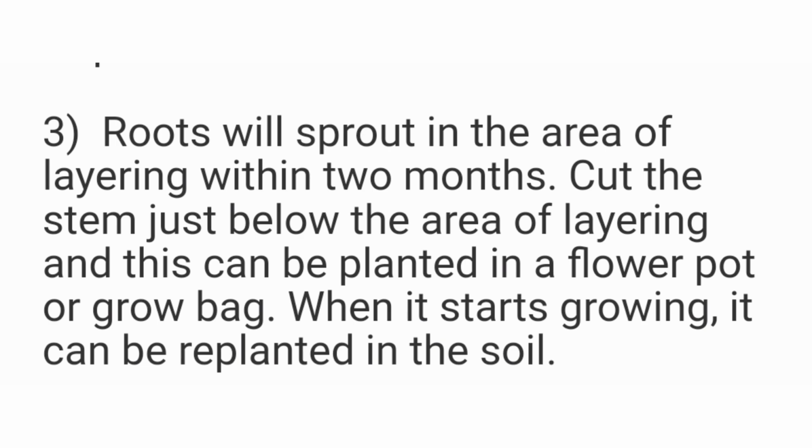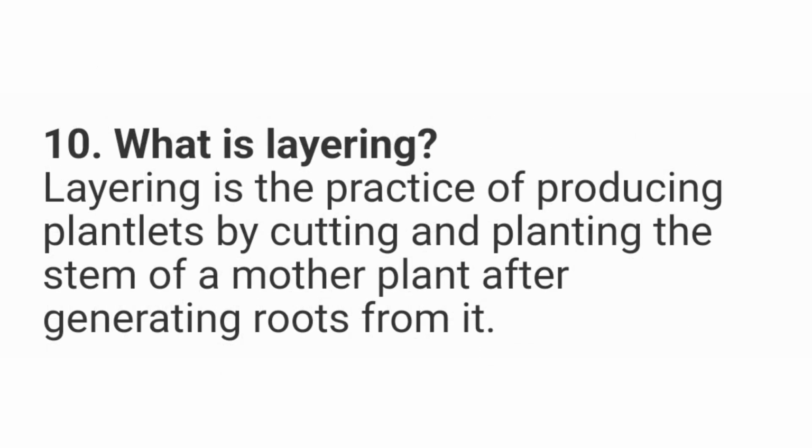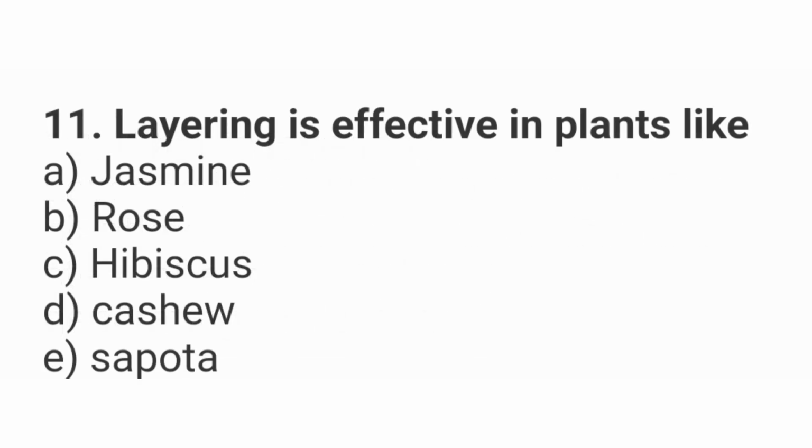Cut the stem just below the area of layering and this can be planted in a flower pot or grow bag. When it starts growing, it can be replanted in the soil. Question number 10. What is layering? Answer: layering is the practice of producing plantlets by cutting and planting the stem of a mother plant after generating roots from it.